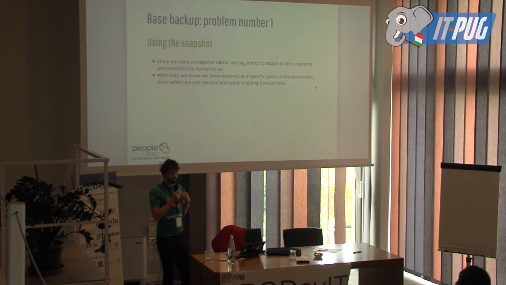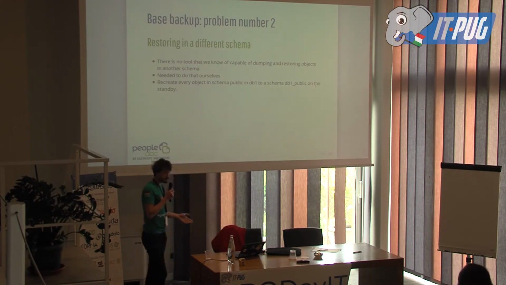And with this dump, we restore it on the target database, and now we have a dump taken at a known point in the WAL stream. From that, we can start applying WAL, exactly like what you do when you take a physical base backup and want to use physical replication.